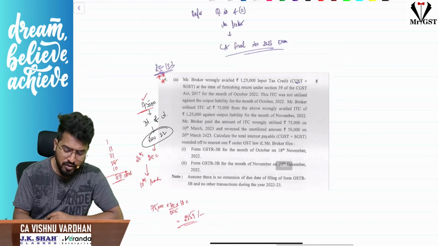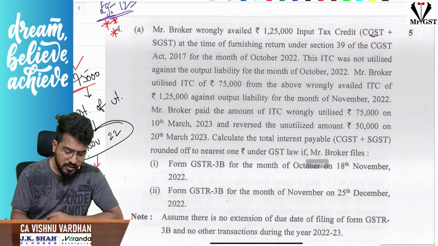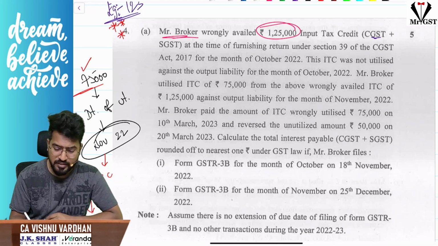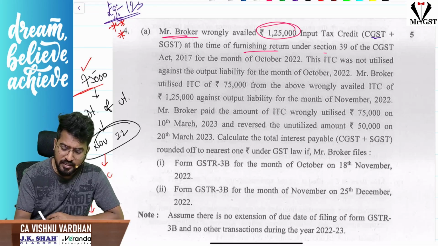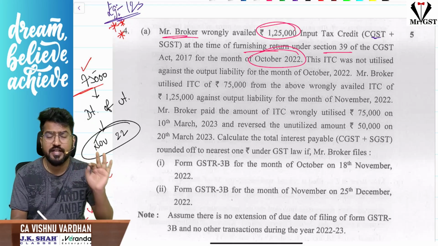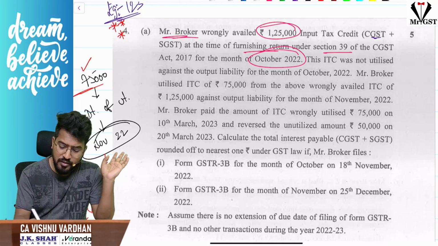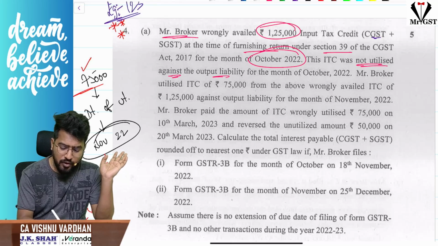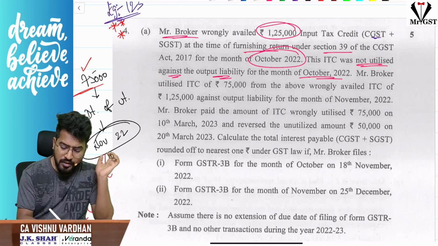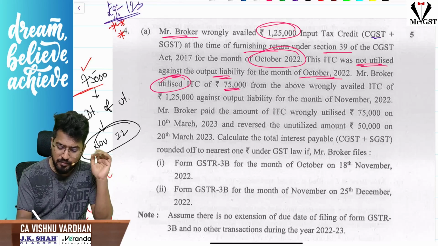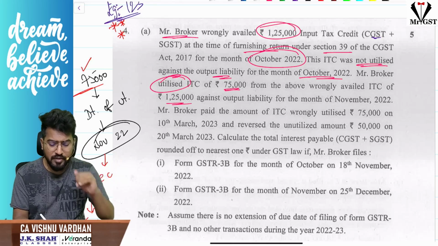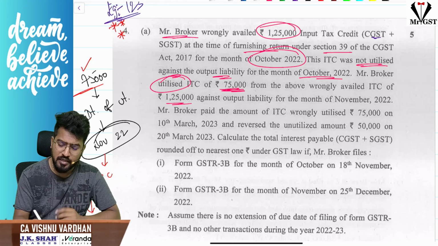Let us see one small exam question here. Mr. Broker is wrongly availing 1,25,000 ITC at the time of furnishing the return under section 39, that is GSTR 3B of October month. In October he is wrongly taking 1,25,000 ITC, not utilized for output liability for the month of October. That means it is not used in October. He utilized 75,000 from the wrongly availed ITC of 1,25,000, that is, he is using 75,000 in the month of November.